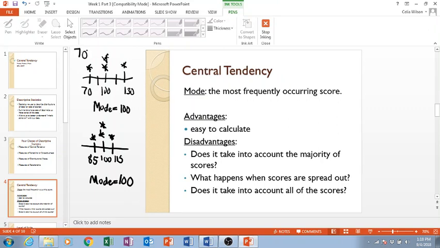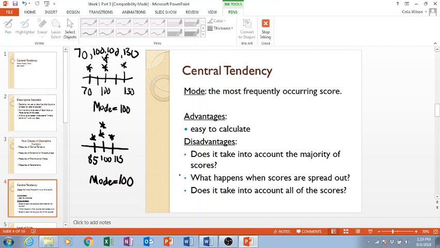set of scores. So I have that 70, see if I can get this to work. Oh, I guess I have to be down here on the thing. 100, 100, and 130. All right, so I'm saying that 100 is the best representation of all these scores. Well, it does a pretty good job of capturing these two in the middle, right? Because it is 100. But it doesn't do a very good job of capturing 130 or 70, or representing 130 or 70. Okay, so it does not take into account the majority of scores.